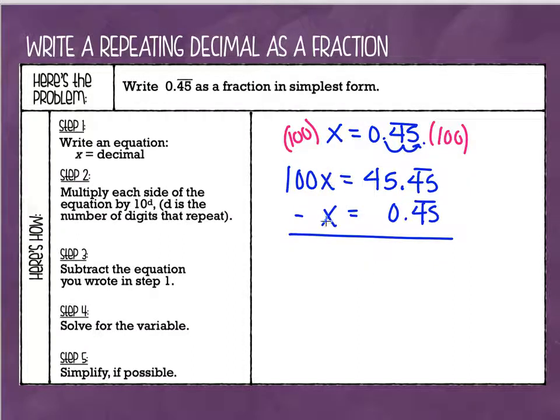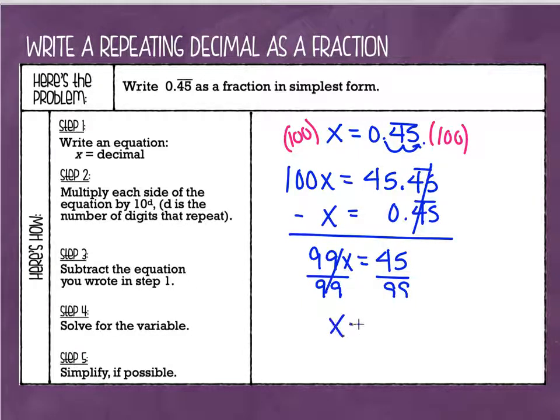If I do 100x minus x, that gives me 99x. And if I do 45.45 repeating minus 0.45 repeating, these two repeating 45s are going to cancel. And that's what I want to happen, right? I wanted them to cancel out. And I'm just left with 45. From this point, we've got a one-step equation left. So let's divide each side by 99.